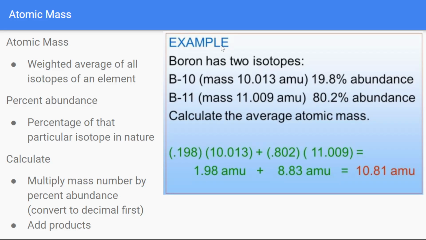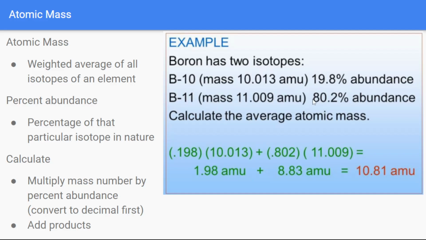In this example, boron has only 2 isotopes. So we take the mass times the abundance. The mass is 10.013. The abundance is 19.8. Notice this is a decimal. That's a percentage. We just have to convert from a percentage to a decimal. All you do is move the decimal place over twice to the left.